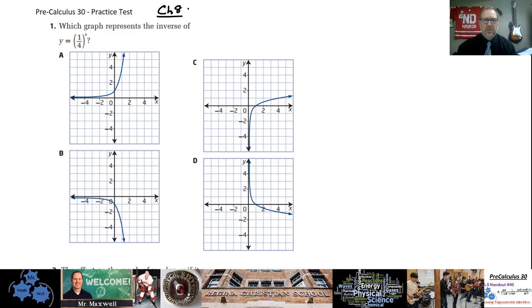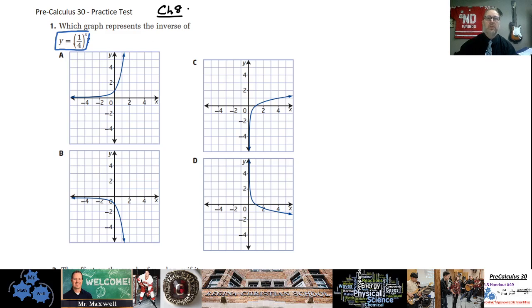This question here is number 1 in your practice test in your textbook, McGraw-Hill Ryerson Pre-Calculus 12. All right, and it says this: which graph represents the inverse of y equals 1/4 to the power of x? Now, there's two different ways you could look at this. If you like envisioning this graph and then reversing x and y and finding the reflection about the y equals x line, that's a great way to do that.